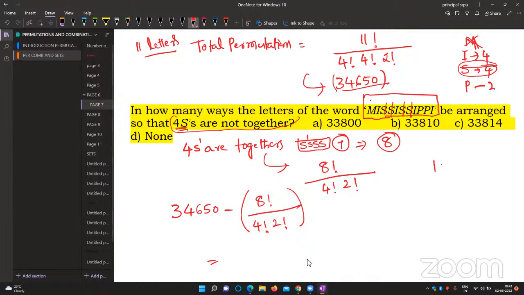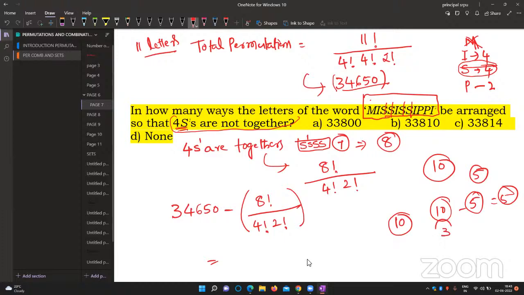See, out of 10 people, 5 people are together. So not together people is what? Total 10 minus together people is equal to not together people. Because totally 10 people are there, 3 people are together. How many people are not together? Total 10 minus 3 is equal to 7, like that. So total permutations minus 4 Ys together. So the result will be 4 Ys are not together.